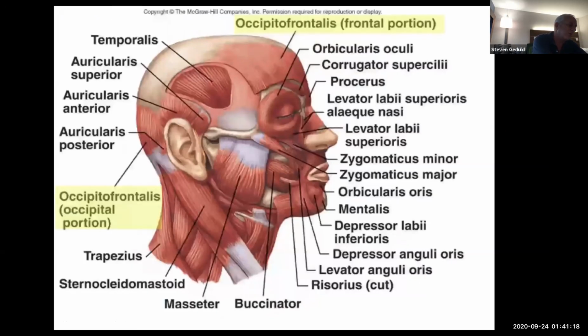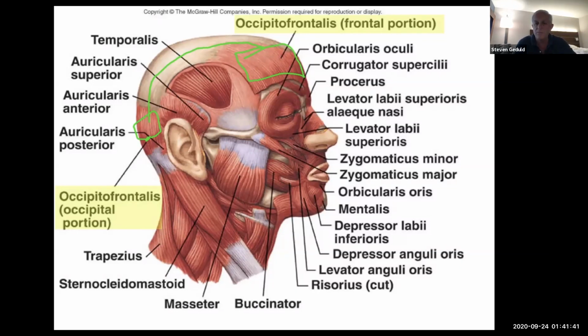This is just a better view of it. This is the occipitofrontalis muscle. This is the occipital portion right here. And this muscle runs to here. And this is the frontal portion here. Okay. So again, you don't have to memorize it. You know it's occipital, attaches to the occipital bone, and frontalis attaches to the frontal bone.